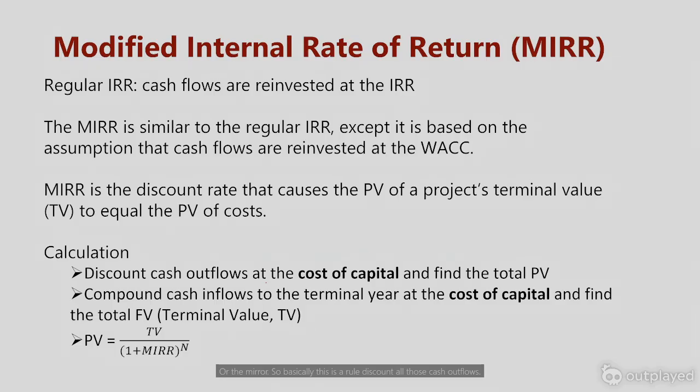So basically this is the rule. Discount all those cash outflows using the cost of capital, so we are moving all those cash outflows back to time 0. Compound all the cash inflows to the terminal year, which is usually the end of our time horizon, and then set those equal by using the MIRR once we calculate the internal rate of return. That's what's called MIRR.